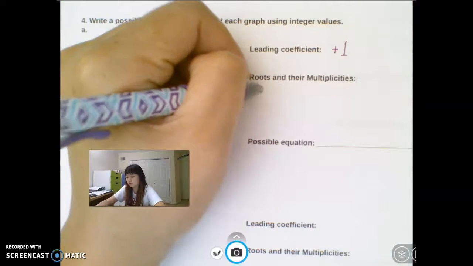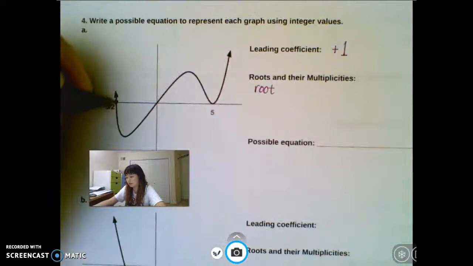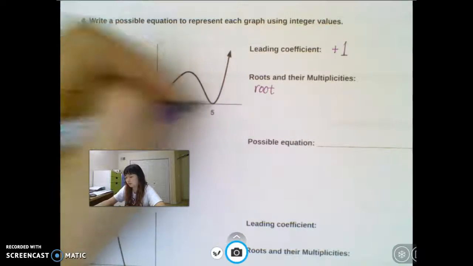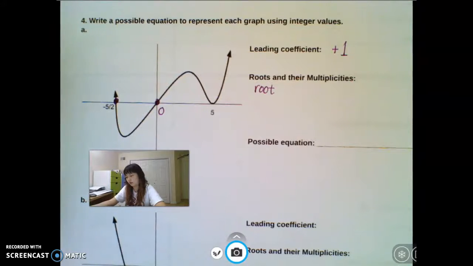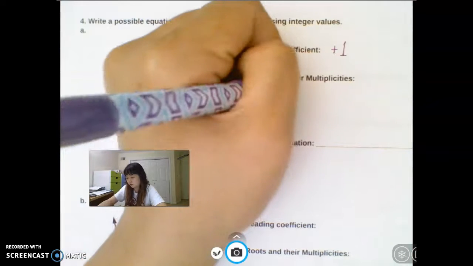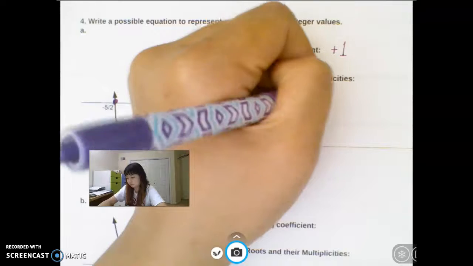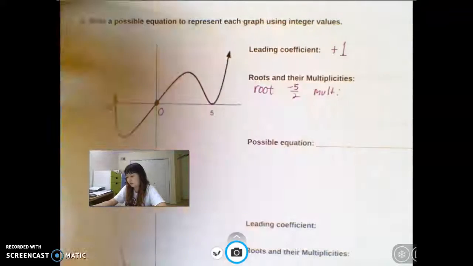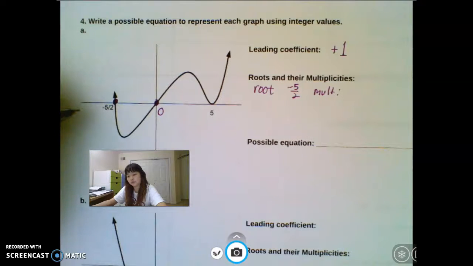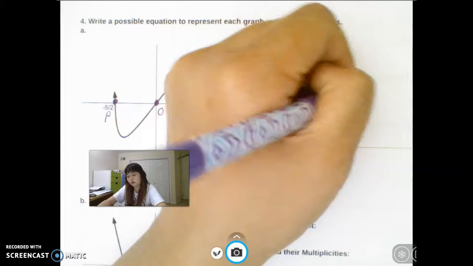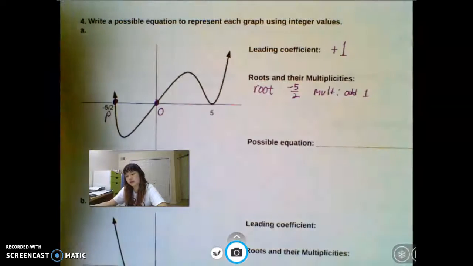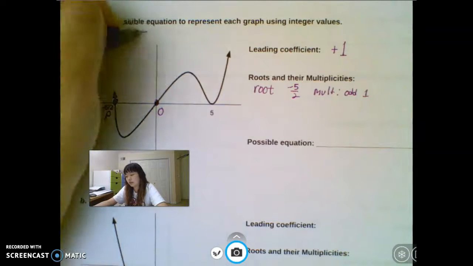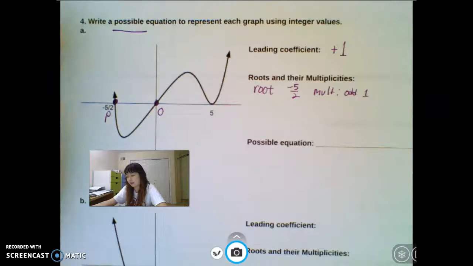Roots and their multiplicities. So root, what do you see here? I see right there 1, 2, and a 3. Yes, I know the 0 does not say, so just be careful there was 0. So there's a root at -5/2. And multiplicity, well, did it pass or did it bounce at this point? It passed through. So that's an odd number. And if it's an odd number, to make it simple, we'll just call it 1. And really, it's just writing a possible equation. So it could be anything.